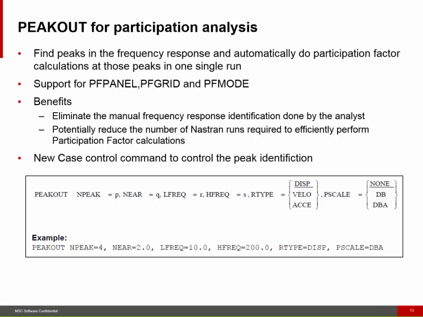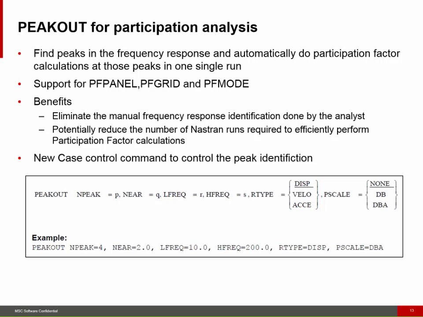So there's support for PF panel, PF grid and PF mode, so panel, grid and mode participation. And some of the benefits is that it eliminates the manual identification that needed to be done by the analyst to find the peaks. And it can potentially reduce the number of Nastran runs required to perform panel participation calculation, because you can basically now do it in the first run. Previously you had to do a first run, inspect the frequency response functions, and then find out at which frequency you want to have the participation factors, and then do a second run.